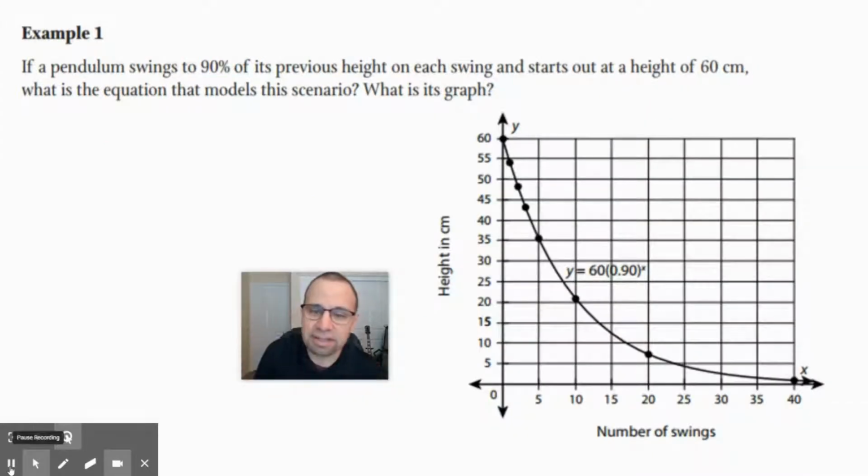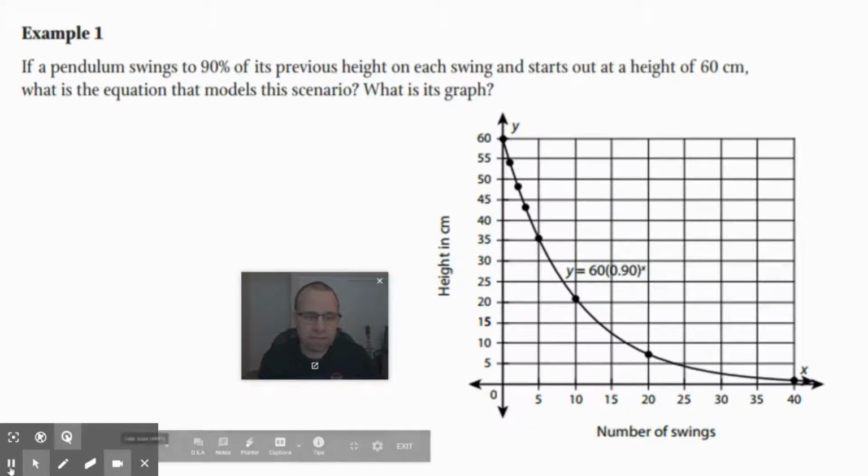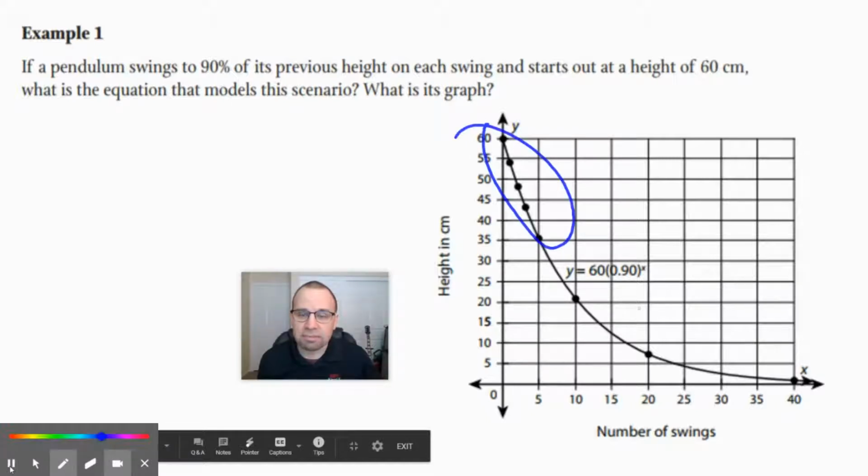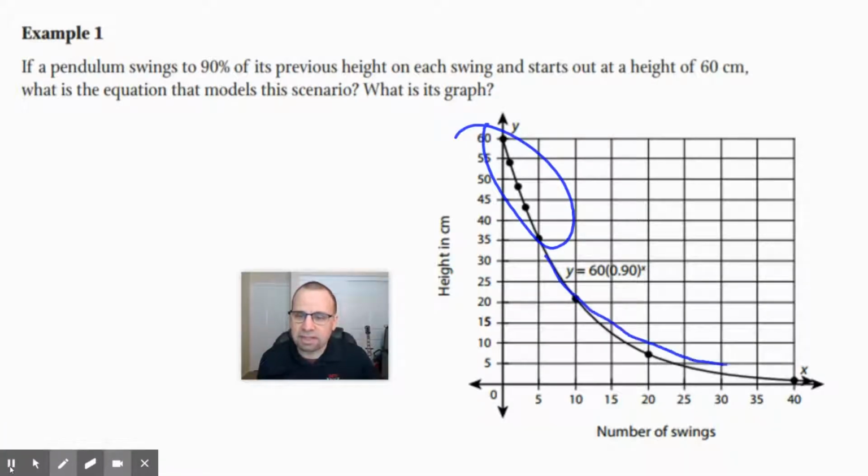And here's a nice looking graph that the book has. And so we were kind of close. And as you can see, it starts off in the beginning looking like it's going down in a straight line in this section, but it actually starts to curve as x gets larger.